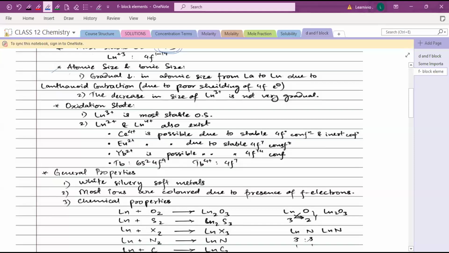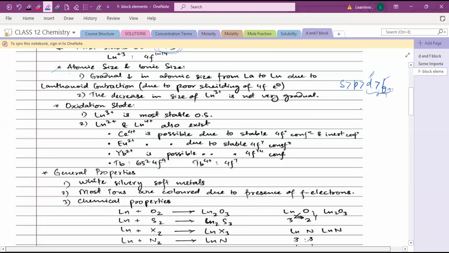Gradually, the atomic size decreases from lanthanum to lutetium. Why? Due to the lanthanoid contraction, which is due to the poor shielding effect. You know the order of the shielding effect: s, p, d, and f. The d and f orbitals show poor shielding effect, and the f orbitals show the poorest shielding effect.